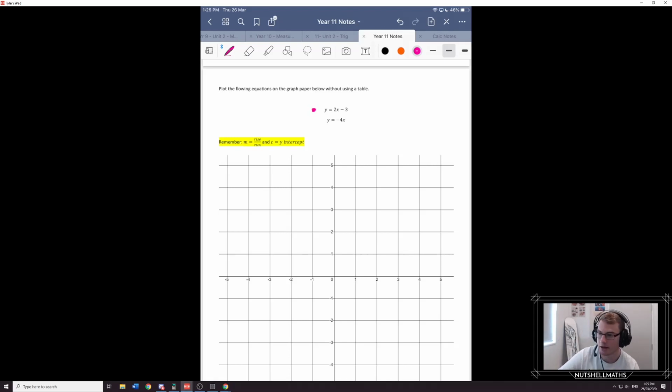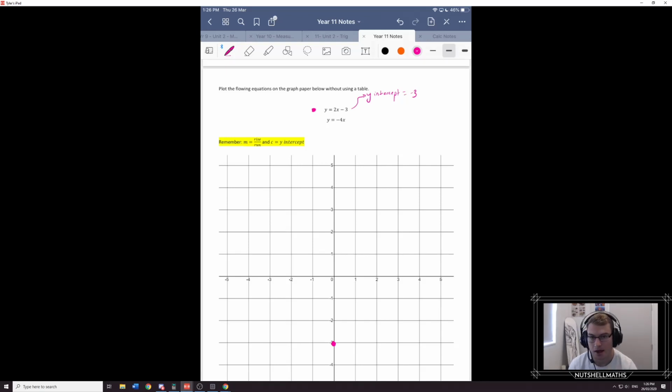Let's do this one in pink first. y equals 2x minus 3. So, the y-intercept is determined by minus 3. The y-intercept equals minus 3. So the y-intercept is minus 3. You see what I'm saying here? This graph crosses the y-axis at minus 3. So we've got our starting point.